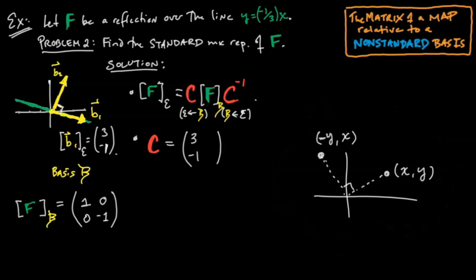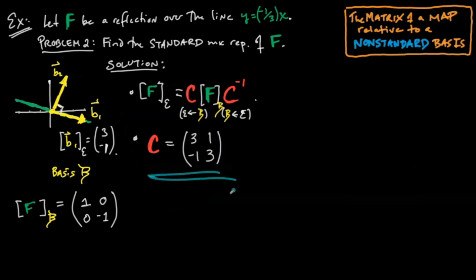That useful property tells us that if this point right here has standard coordinates 3, minus 1, then this one right here must have standard coordinates plus 1, 3. So those will be the entries in the second column. Good. And so I don't forget what this is doing, I'll write under here that it's the B to E change of basis matrix. Well, I have two of the matrices I need to compute this product. Now I just need the inverse of the matrix I already have.